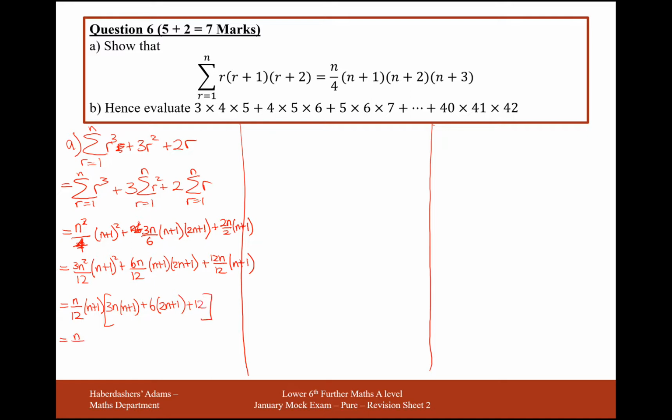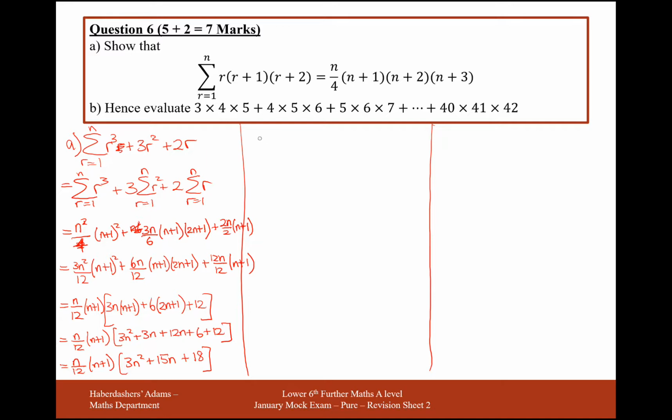So this is going to equal n over 12, n plus 1, bracket, 3n squared plus 3n plus 12n plus 6 plus 12, so just expanding the brackets here. Okay, simplifying the algebra here, we're going to have n plus 1, that's going to be 3n squared plus 15n plus 18. Right, so to me, just from observation, I can see that all three of these values here are going to be divisible by 3.